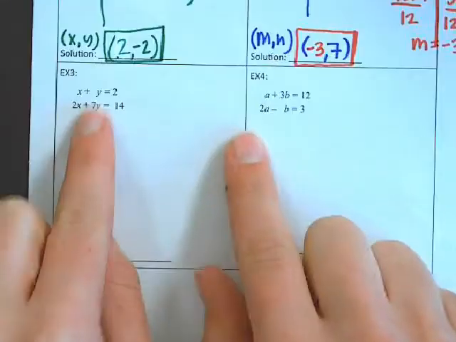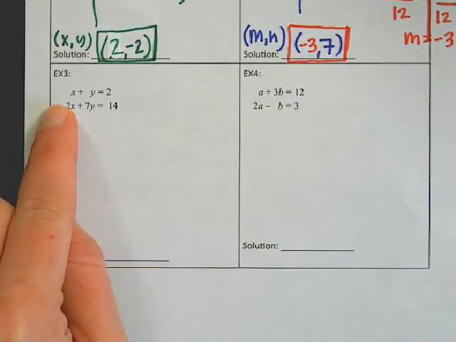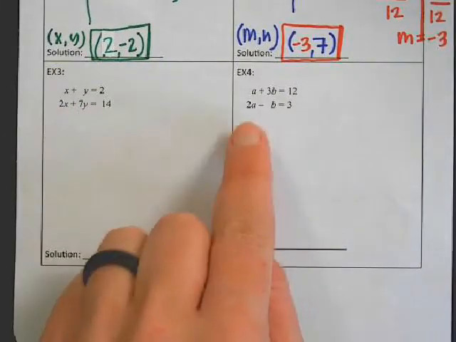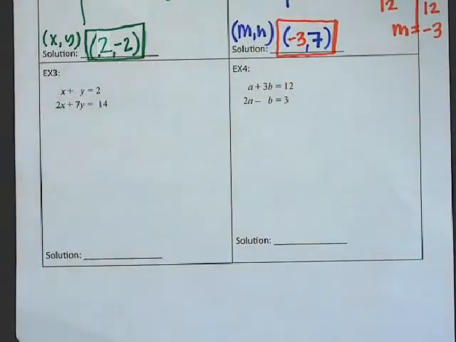Look down here. Look at example 3. Are your X's ready to be eliminated? No. Are your Y's ready to be eliminated? Look at your A's over here. Are they ready? No. B's? No. So now we got to do an extra step. Okay? So, I have to change one of these letters so that it can be eliminated.